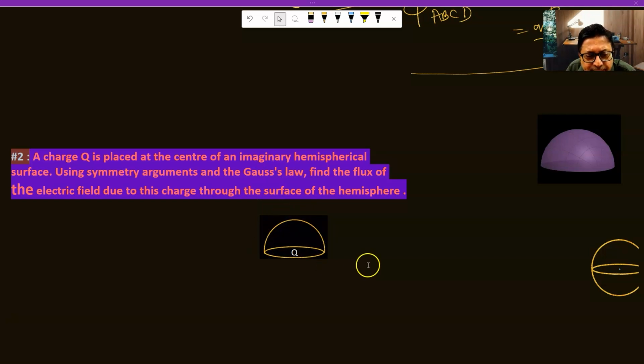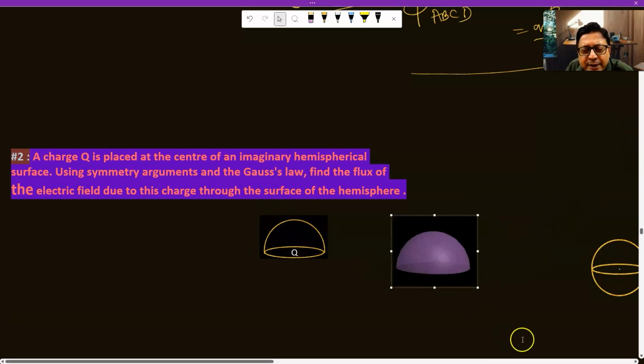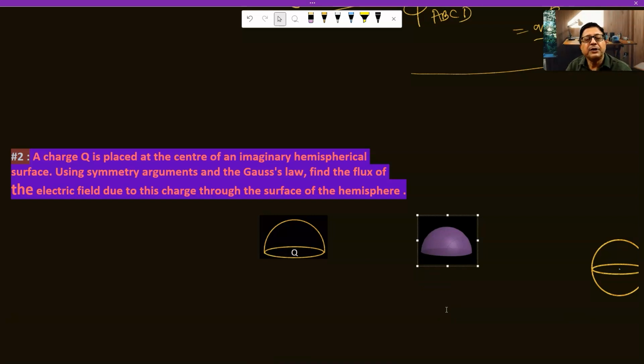Charge Q is placed at center of imaginary hemispherical surface. Do you think it's a hemisphere? If you can't think, then I have to bring it here. This is hemisphere. I have taken the skeleton of this diagram here. Okay? We kept charge Q at the center of the hemisphere. Find the flux of electric field due to the charge through the surface of hemisphere.